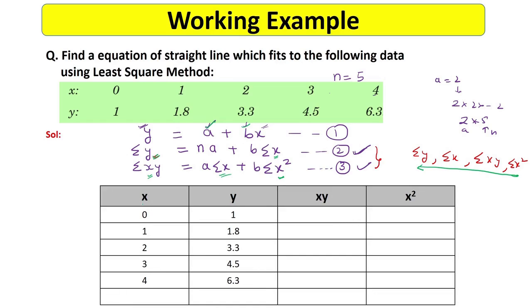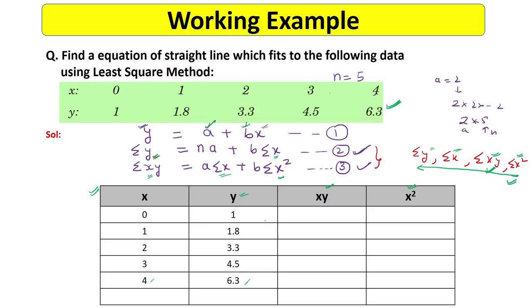So here you can see we have tabulated the values of the x and the values of the y in this table. These are the x values 0, 1, 2, 3, 4 and these are the y values from 1 to 6.3. These are the same values that we have listed in our question. As we have said, we have to find x into y, x square, x and y. Here xy is the multiplication of x and the y values. In this third column we have x multiply y and this fourth one is x square.